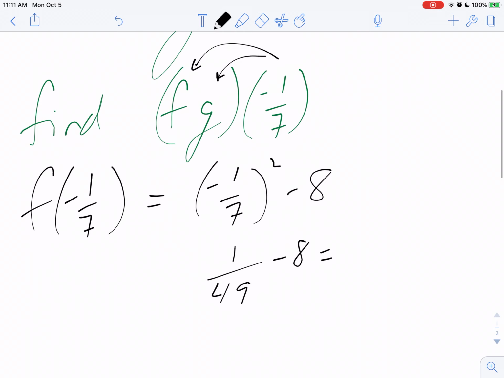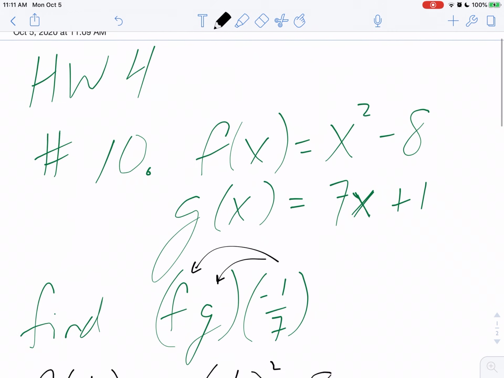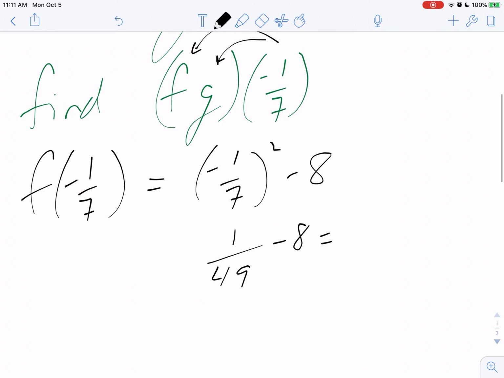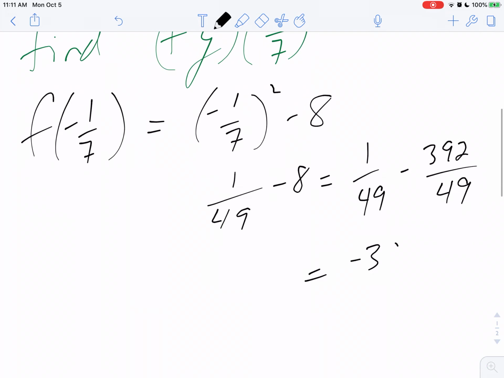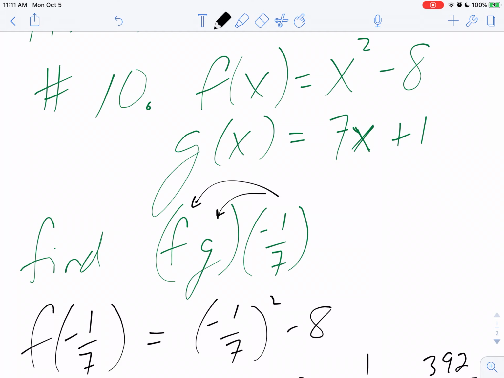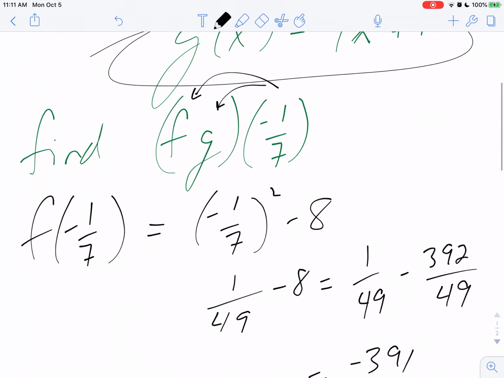So that's going to give us, make sure I'm doing the right calculation. To get a common denominator, we need to multiply that 8 times 49. That's going to have 1/49 minus 392 49ths. Well, that gives us negative 391 49ths, and that's only half the calculation. We need to substitute it into our second function as well.